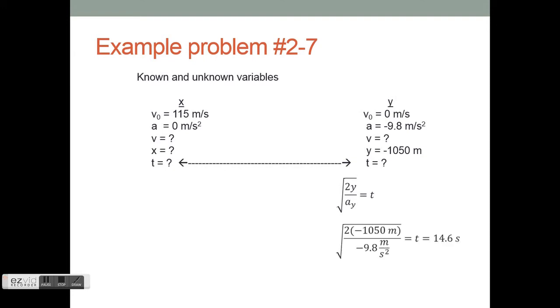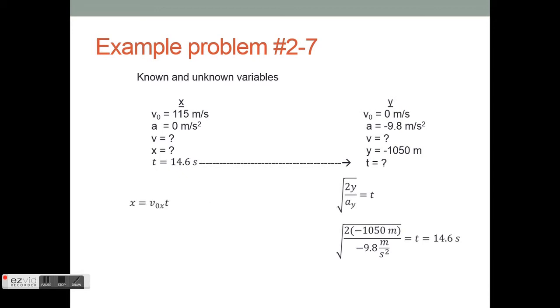Now if I substitute in my numbers, what I get is it's going to take 14.6 seconds for this package to fall. Now I know the amount of time over here on the x side of things. If I have 3 of the 5 variables, I can solve for the other 2. And I'm interested in solving for x.